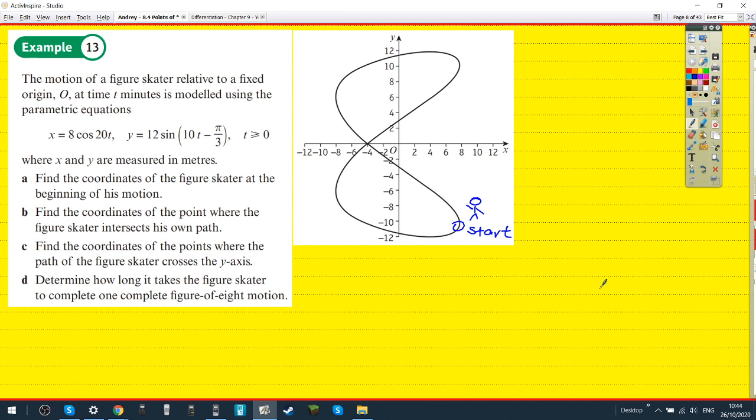Nope. Sine and cos are cyclical, so it's going to come back around.